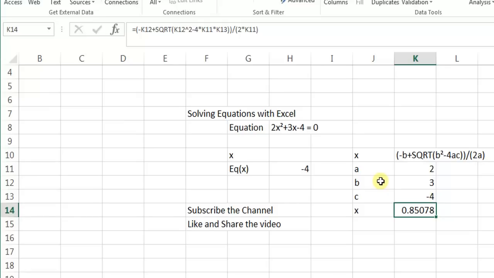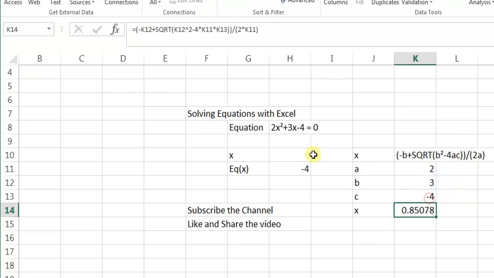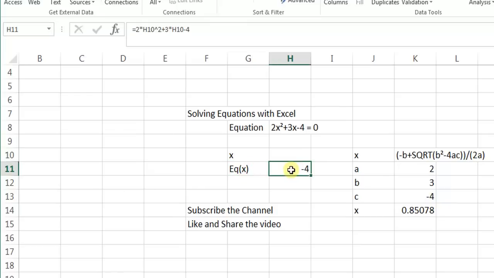And the second option is using the goal-seek command in Data, What-If Analysis, and Goal Seek. By goal-seek you can reach a possible solution for the value. How? Let us see. Here we have created a value of x, and we have written the same formula 2x square plus 3x minus 4, in which x shall be referred to this cell. As you can see, 2 into H10 raised to square, as you can know that this is H10, plus 3 into H10 minus 4.